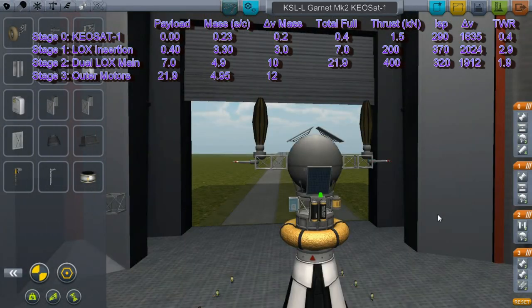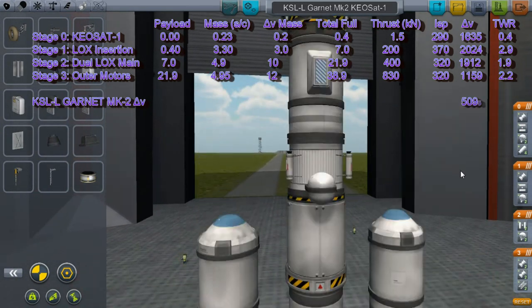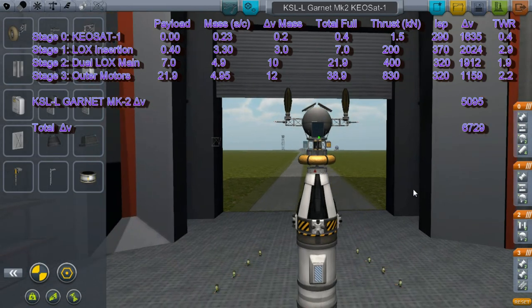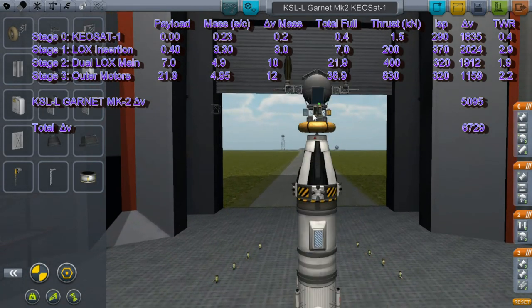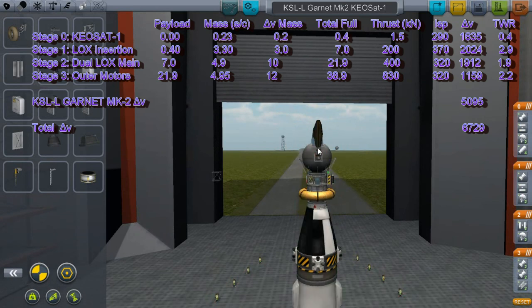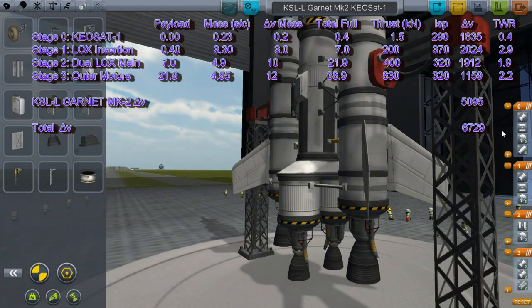So instead of aerospikes, I've just put in LVT-30s for max thrust, no gimbaling, and the same ISP as the 45s on the other stage. So this tips the scales at 38.5 tons full and can deliver a payload of 2 tons to low Kerbin orbit with an estimated delta V of 4,394 meters per second. Now, the satellite that we're going to put into orbit today will probably be less than 2 tons, so we'll have even more.